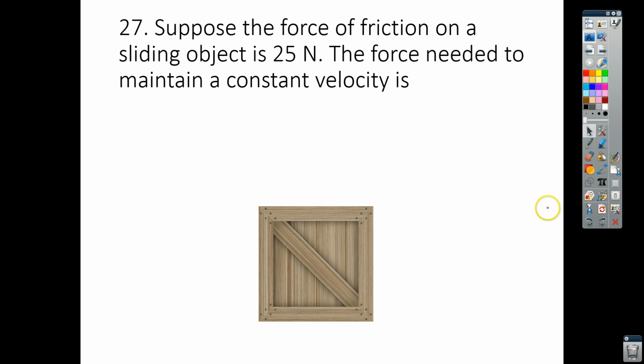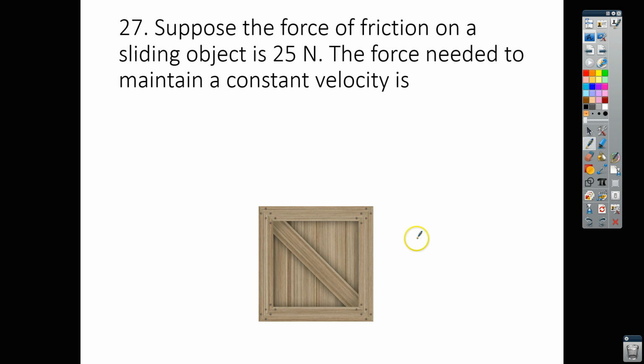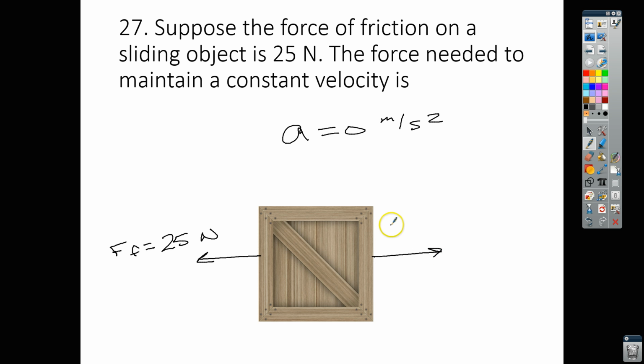Suppose a force of friction on a sliding object is 25 newtons. So we're going to make the force of friction going this way, and it's 25 newtons. We said that's the force of friction, Ff. The force needed to maintain a constant velocity. So here we go again. Acceleration is 0 meters per second squared. So the force to get it to continue moving in that direction is also 25 newtons. We don't want an acceleration, but we do have a constant velocity.